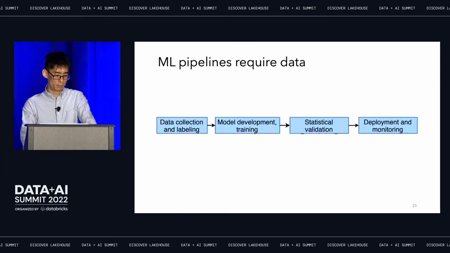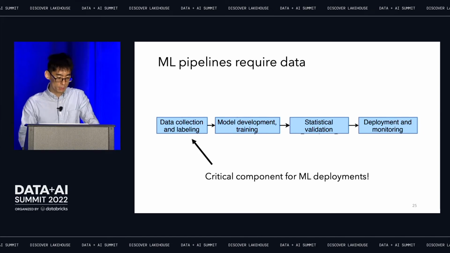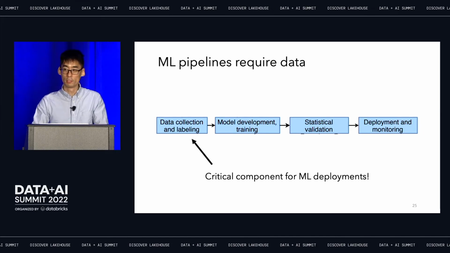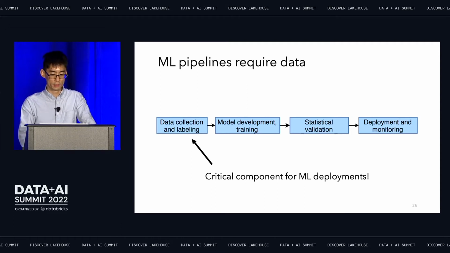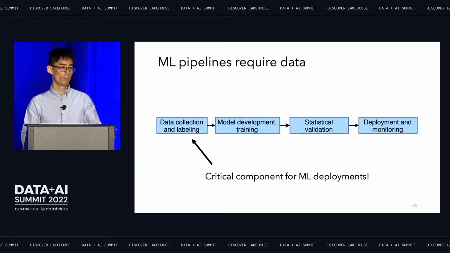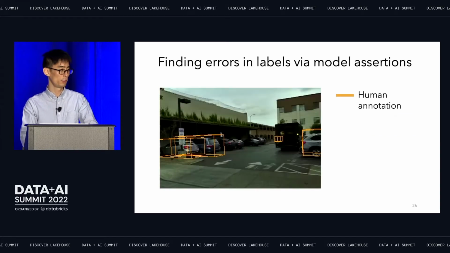And so going back to our pipeline from before, where we have the standard pipeline for deploying ML models, this component here, this data collection and labeling, is really critical for high accuracy models. But there hasn't been much work done to vet the data used to train these models themselves. So how can we go about doing this? Well, one way we can do this is to use model assertions.